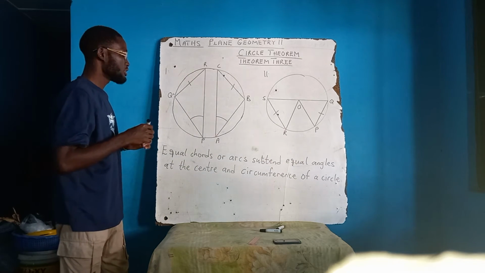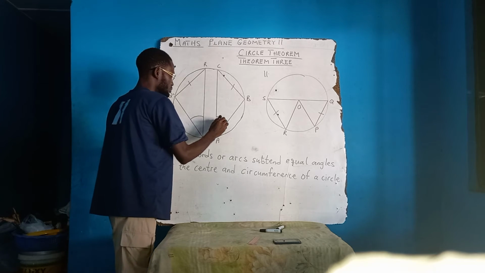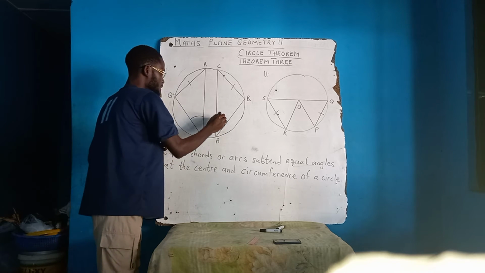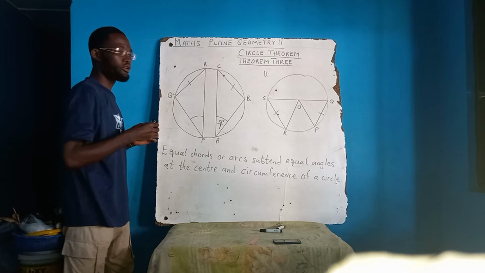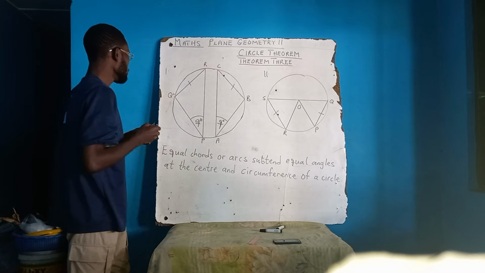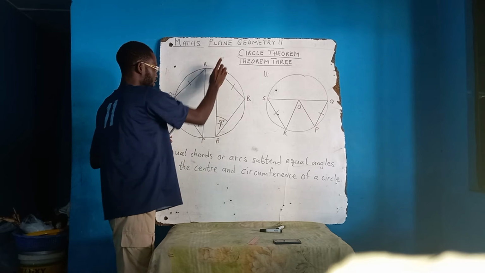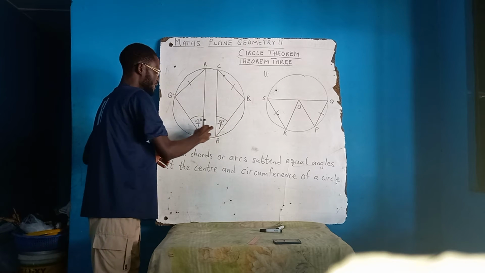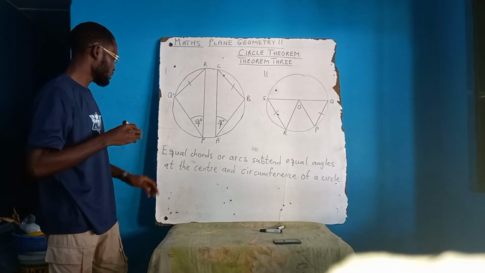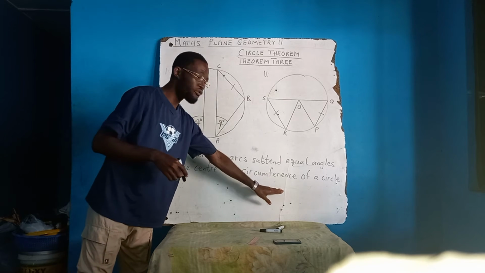So in that sense, supposing I choose to represent it with a variable, let's say Q. So Q degrees in this angle is going to be equal to this angle as well. That is angle QPR is equal to angle BAC. So we are still going to have Q degrees here as well as Q degrees here. So that alone shows that equal chords or arcs subtend equal angles at the circumference of a circle.